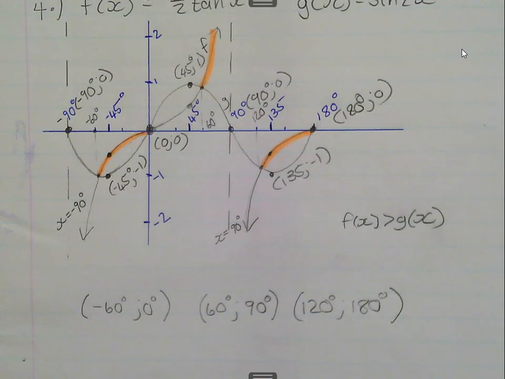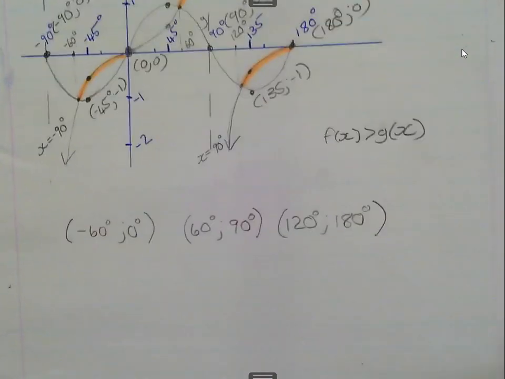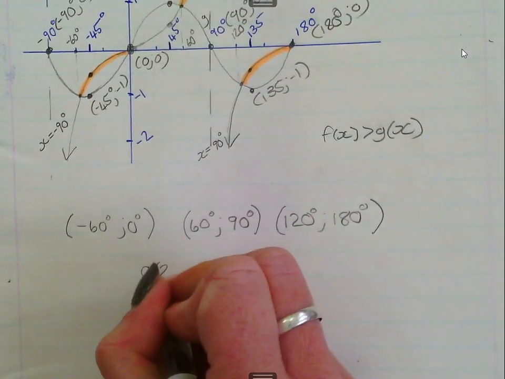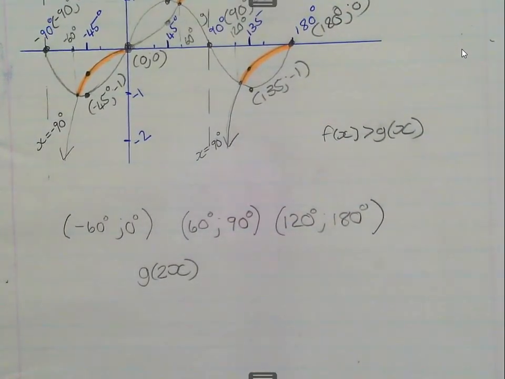Do you all understand that? Happy with it? Okay. 7.3, they're asking for the period of g of 2x. Now, do you remember at algebra what happened if they put in a value in the place of x in the bracket? Do you remember or not?